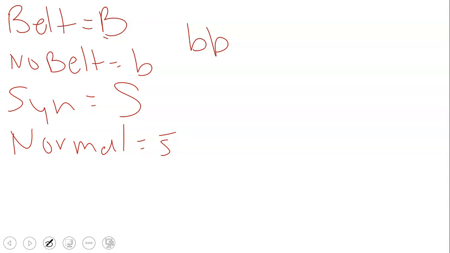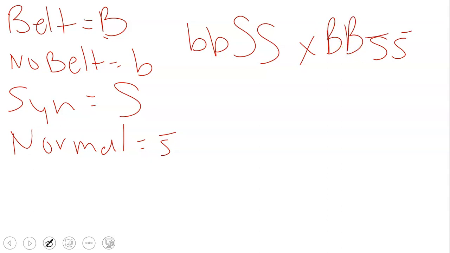Homozygous for syndactyly, so that's big S, is mated with a normal-footed hog. So I'm going to put over here, little s, that is homozygous for the belted color, so big B. Okay, this is our first cross. Those would be the parents, and the result of that would be the F1 generation.